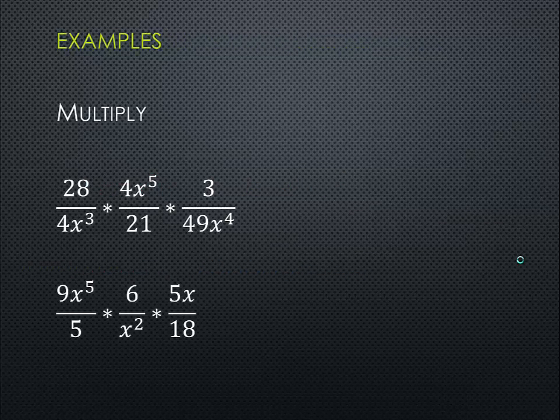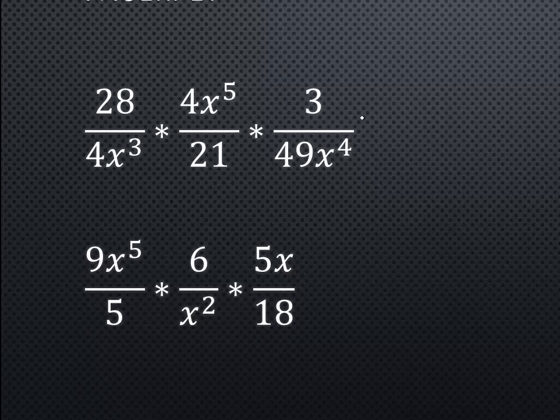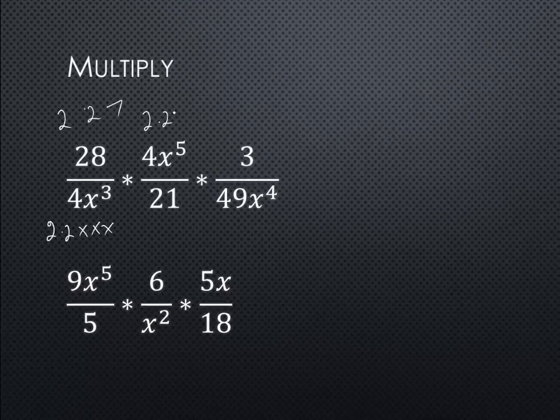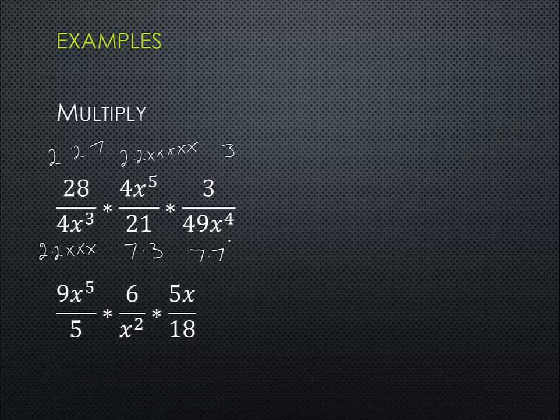Moving on. Examples. Okay, let's multiply these together. So first off, I want to simplify everything. So 28 would factor to 2 and 14, and then 14 is 2 and 7. Then this would be 2 times 2 and 3 x's. This would be 2 times 2 and 5 x's. 3 would just be 3. 21 would be 7 and 3. 49 would be 7 times 7 and 4 x's.